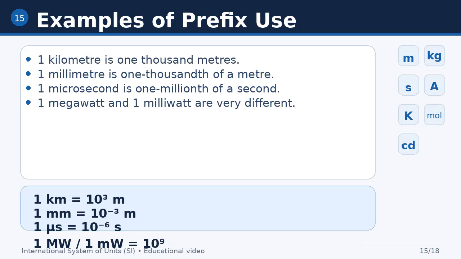Here are examples of prefix use. 1 kilometer equals 1000 meters. 1 millimeter equals 10 to the power minus 3 meter. 1 microsecond equals 10 to the power minus 6 second. Be careful with uppercase and lowercase symbols. 1 megawatt is 10 to the power 6 watts, while 1 milliwatt is 10 to the power minus 3 watts. They differ by a factor of 1 billion.